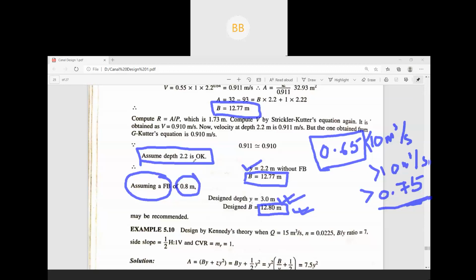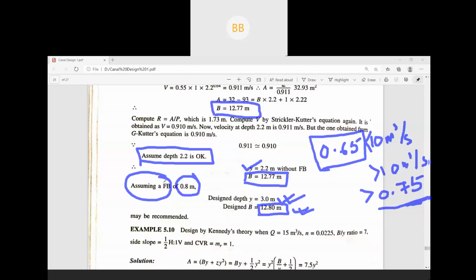So from an exam point of view, if you are asked to design using Kennedy's theory, then at maximum you go for 2 trials. Whether you are getting the value or not doesn't matter. The process matters. The step by step matters. So you go for only 2 trials, maximum 2. The first trial, if you got both velocities the same, that is well and fine. If it is not the same, then at maximum you go for a second trial, because we have a time limit in the examination.